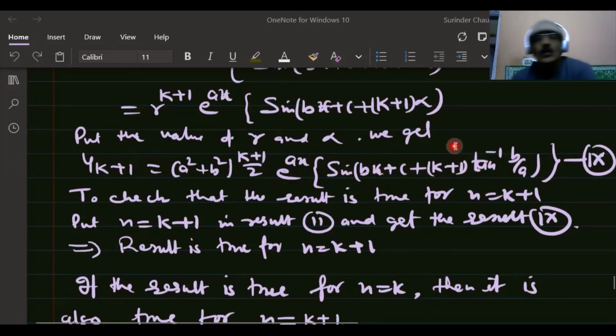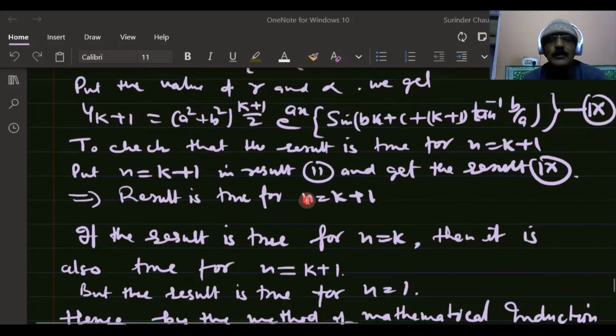Now we have proved the result is true for n equal to 1, and assumed the result is true for n equal to k, and proved that the result is true for n equal to k plus 1. Hence the result is true for all positive integers.